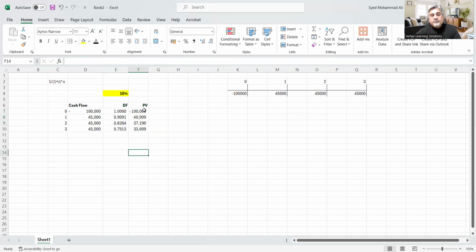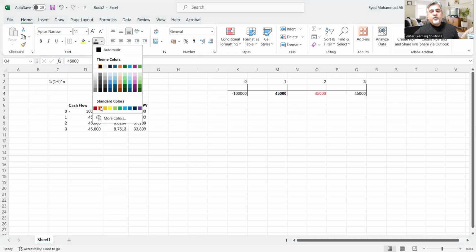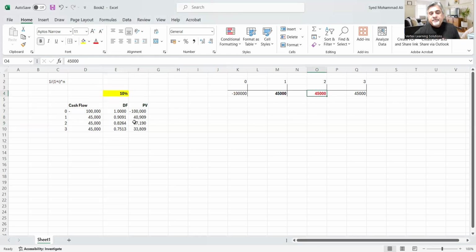Now, this is the present value of the year one cash flow. So the 45,000 which you receive in year one, the present value of this 45 in terms of today is 40,000. The 45,000 cash flow which you are going to receive in year two, in terms of today, is only 37,000. And this 45,000 in year three, in terms of today, is only 33,000.